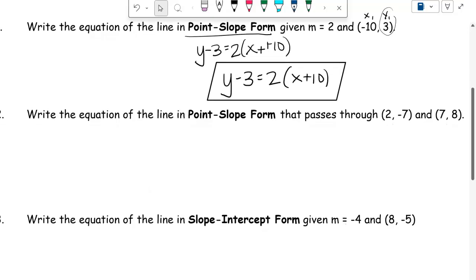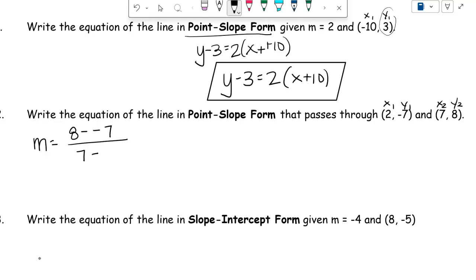Number 2 says write the equation of the line in point-slope form that passes through these 2 points. Now, last unit, we talked about how to find slope. So we have x1, y1, x2, y2. If you remember, that formula was y2, which is 8, minus y1, which is negative 7, over x2, which is 7, minus x1, which is 2. So we have some addition there with the double negative.